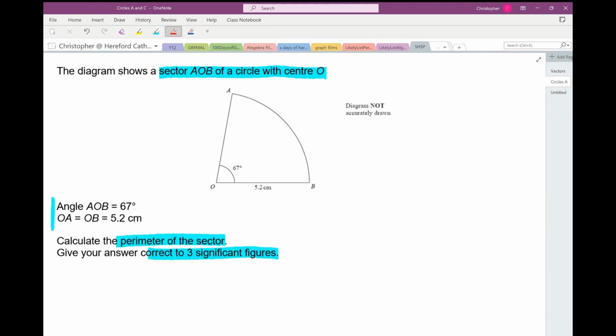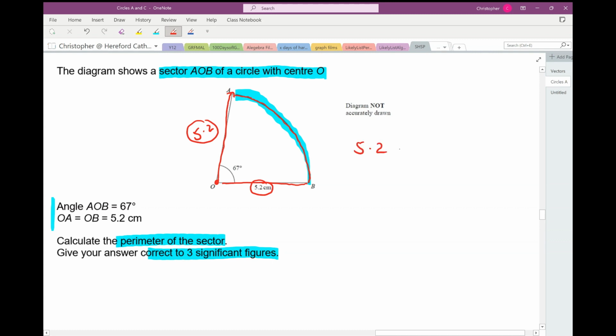The perimeter of the sector, what's that going to mean? Well, that's going to mean the length all the way around. So it's going to mean this length. Oh, by the way, that's 5.2. Plus this section of the circumference, this curved length. I'll do that with a blue highlight for a moment. Plus this length here. Oh, that's 5.2 as well. So the perimeter so far is going to be 5.2 plus 5.2, but then I need to add that section of the circumference onto that.